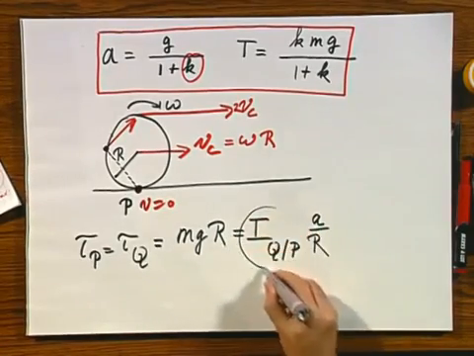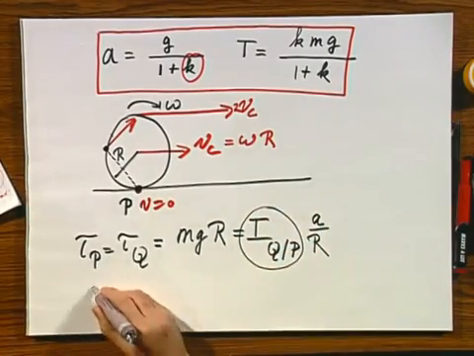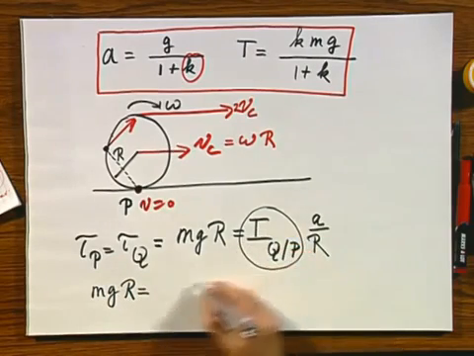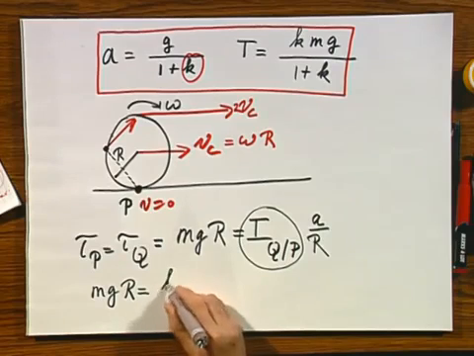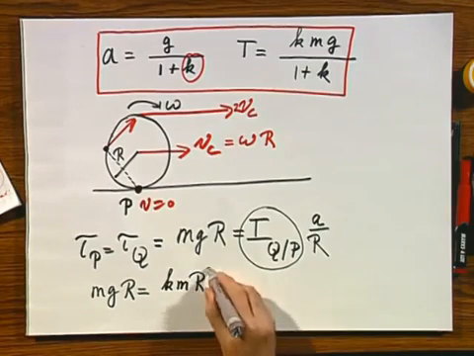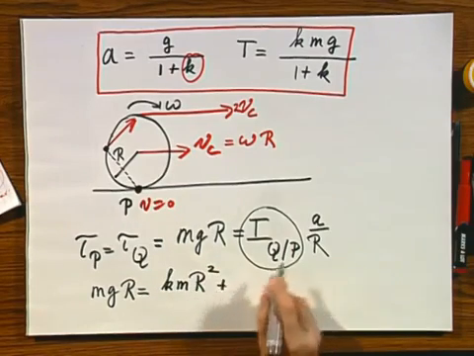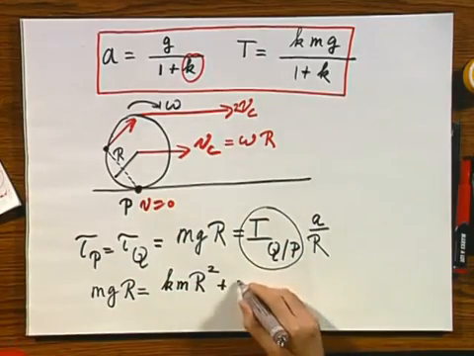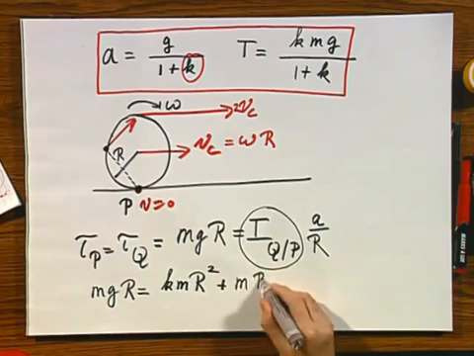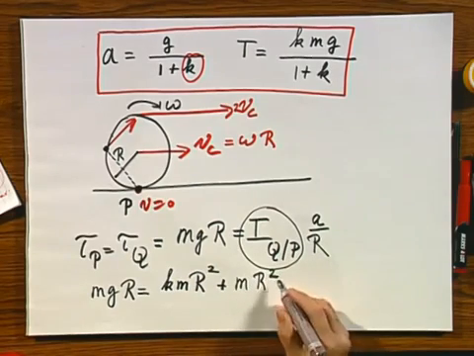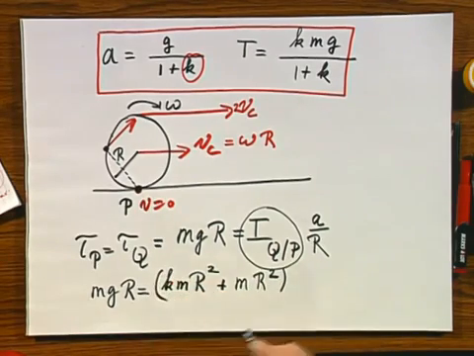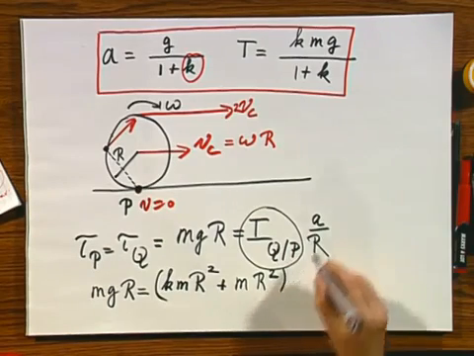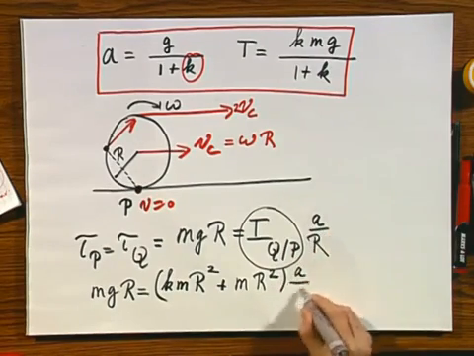What is now this moment of inertia? We use the parallel axis theorem, and so we get mgr equals the moment of inertia about the center of mass, which is kmr squared, plus the distance to the new axis squared times the mass. So plus mr squared. This is simply an application of the parallel axis theorem. I have this times alpha now, and so this becomes times A divided by R.